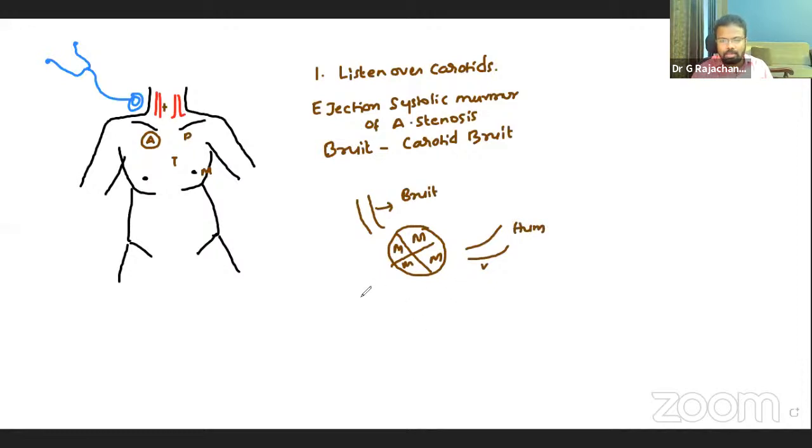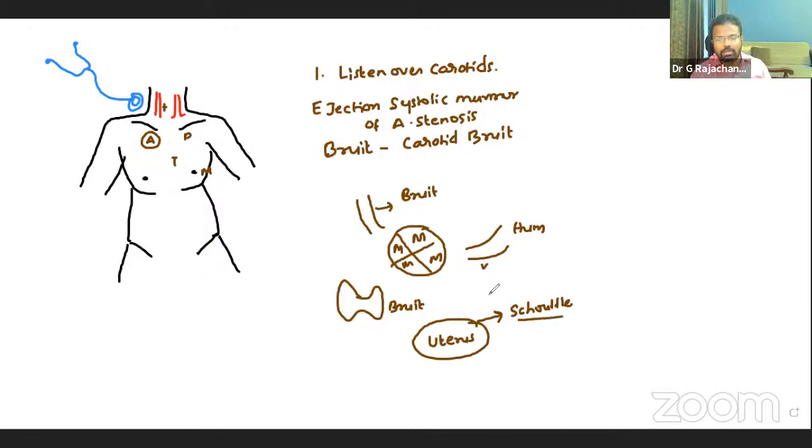For example, you can hear it on the thyroid gland, sometimes because of the hyperemia, congestion of the thyroid gland. Here also it is called thyroid bruit. Sometimes you hear it on the uterus because of excess blood flow to the uterus. Some whistling sound, I think it's called souffle. Venous hum, arterial bruit, thyroid bruit, all these things.